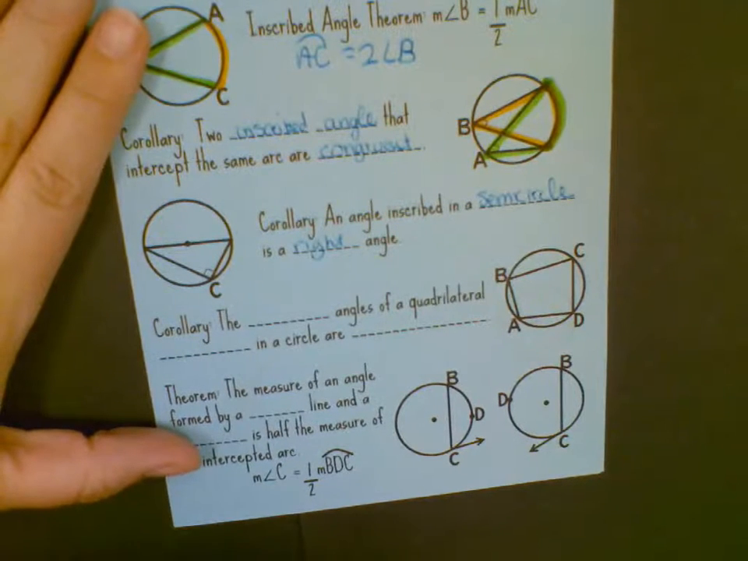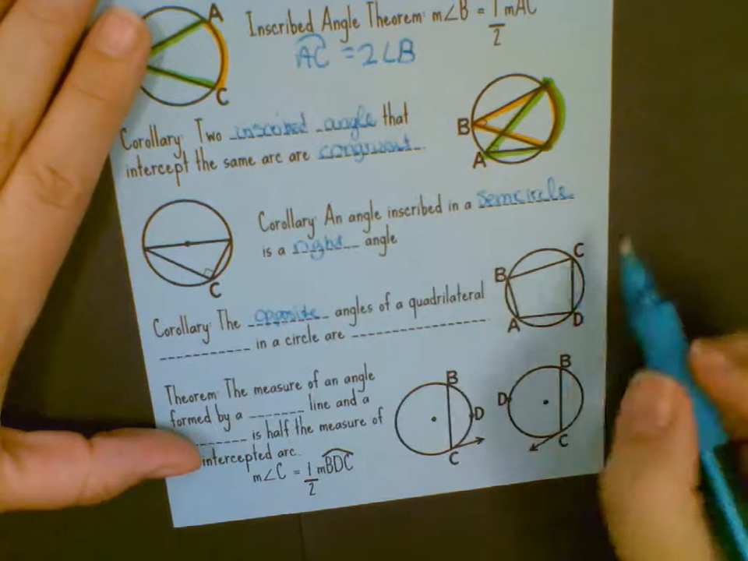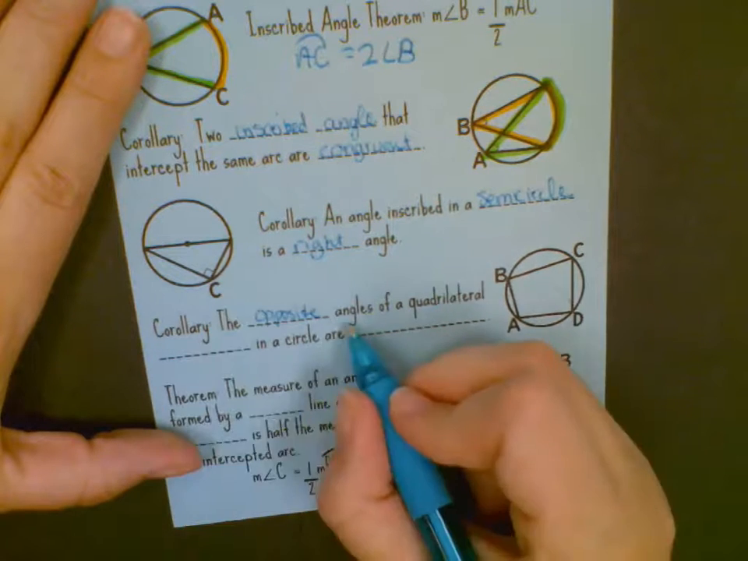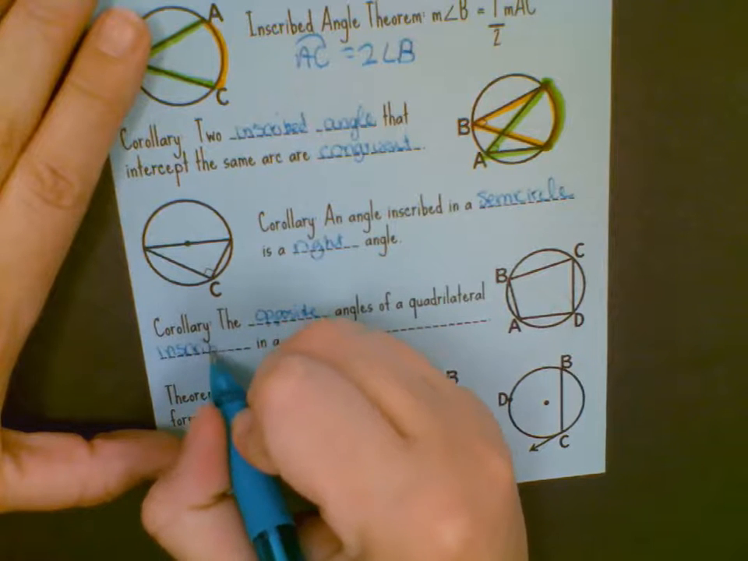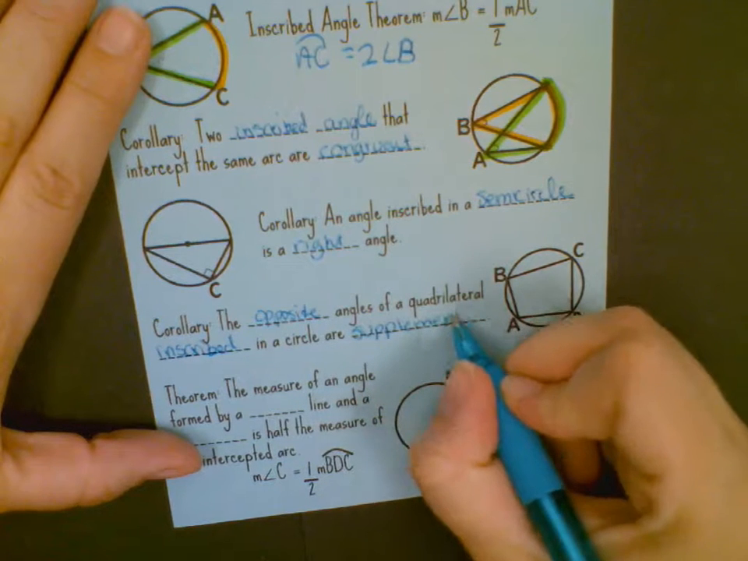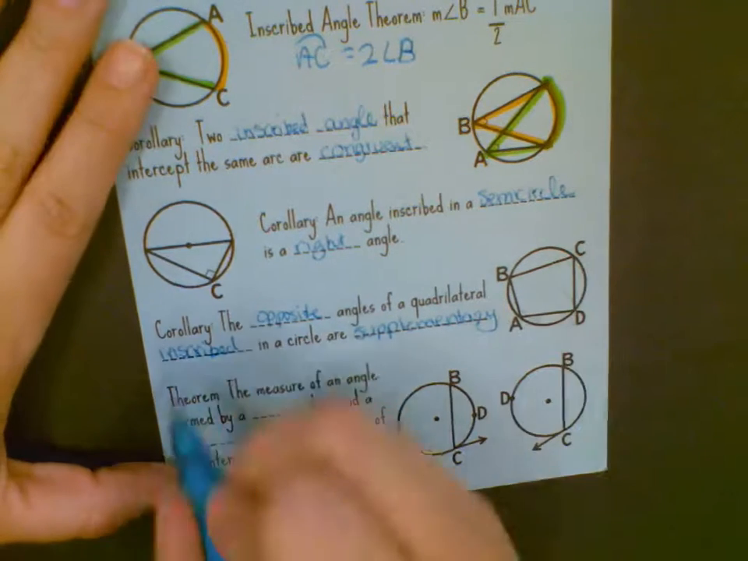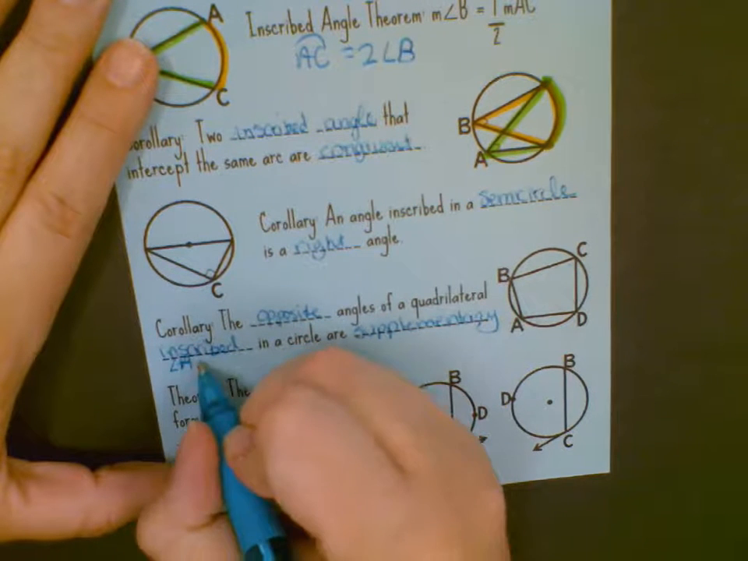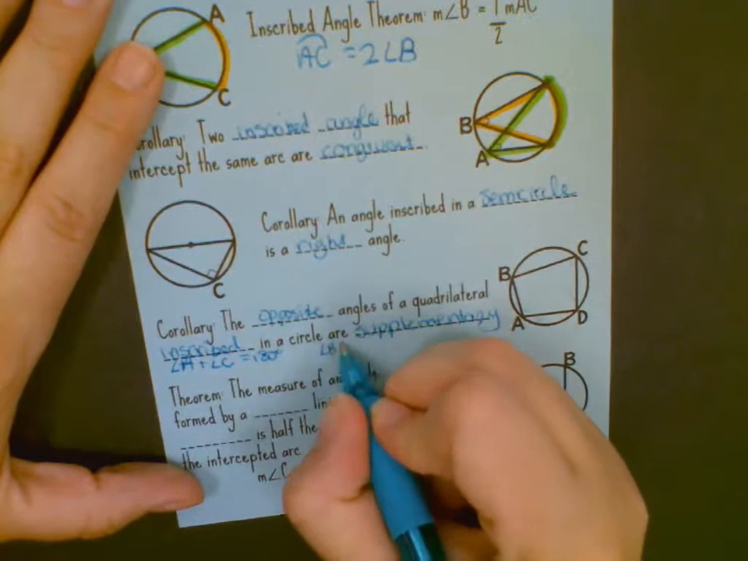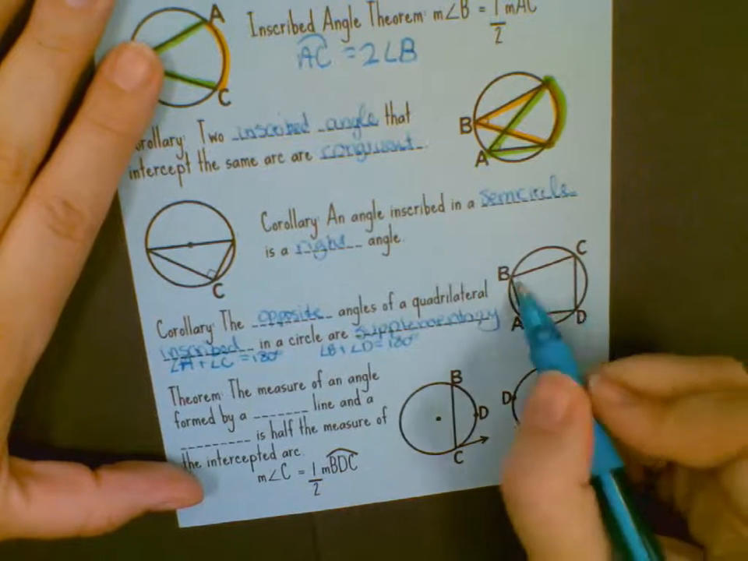So our next theorem says that the opposite angles inscribed in a quadrilateral, so that would be like angle A and C, are always supplementary. So if we take a look at this picture, that means that angle A and angle C are equal to 180. So angle A plus angle C equals 180 because they're supplementary. And then angle B and angle D are 180. So if they're opposite each other in a quadrilateral, they're always going to be supplementary.